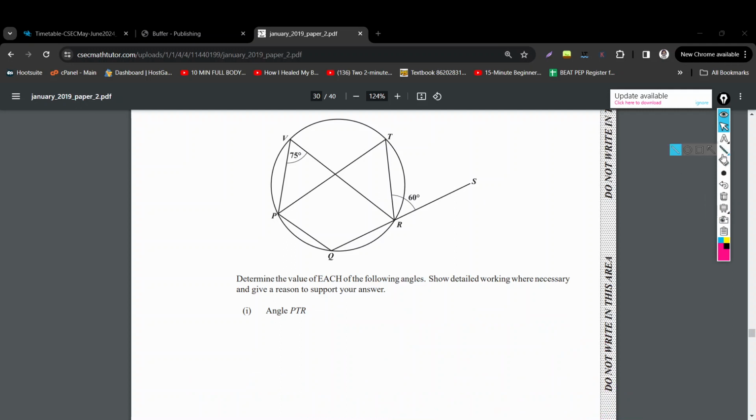Okay, so we need to put a spot in the middle because I'm not really seeing an O. So let's assume that that is the middle of the circle. And you're going to have this, you're going to have this, and then you're going to have an angle here in the middle, right?